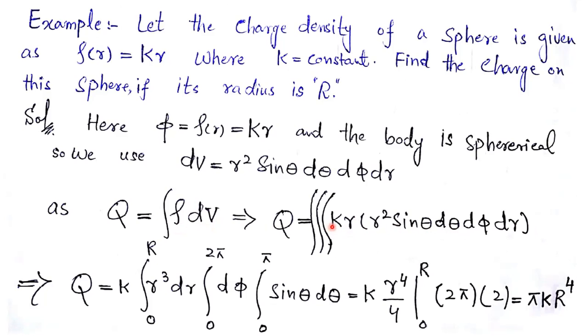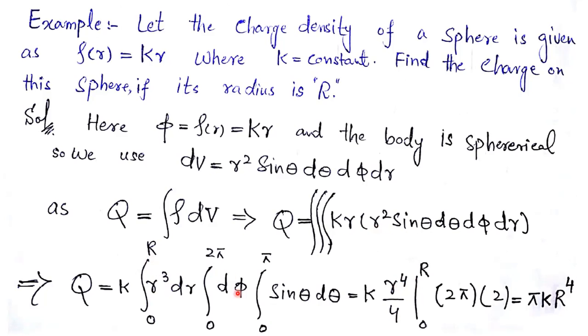Now take this k outside of the integration and separate the integrations on different variables: separate the r integral, the phi integral, and the theta integral. Now look, the charge density is simply r to the power 1, and we have r squared in the volume element. So this r and this r squared will make up r cubed. Integrating this will give me r to the fourth by 4, and when I put the limits from 0 to R, I'll get capital R to the fourth by 4.